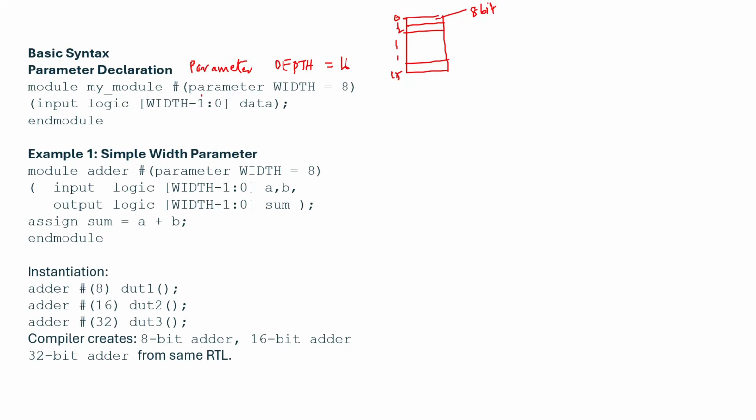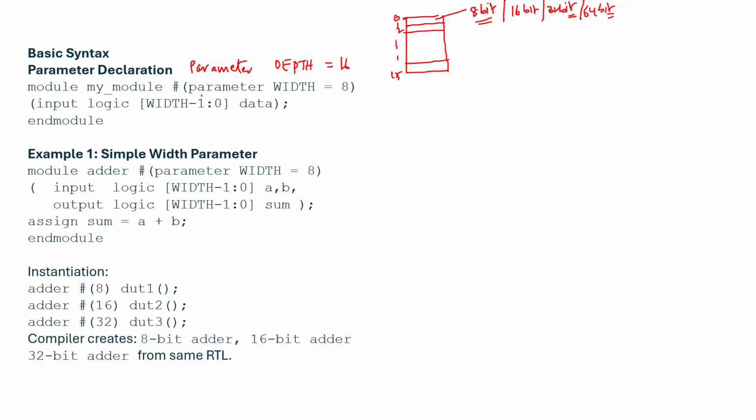Now someone came and said the width is not enough for me. You want to change to 16 bit. Okay, again we are changing to 16 bit and then 32 bit. Again I am changing to 32 bit and then 64 bit. So in this way we will operate different bits.